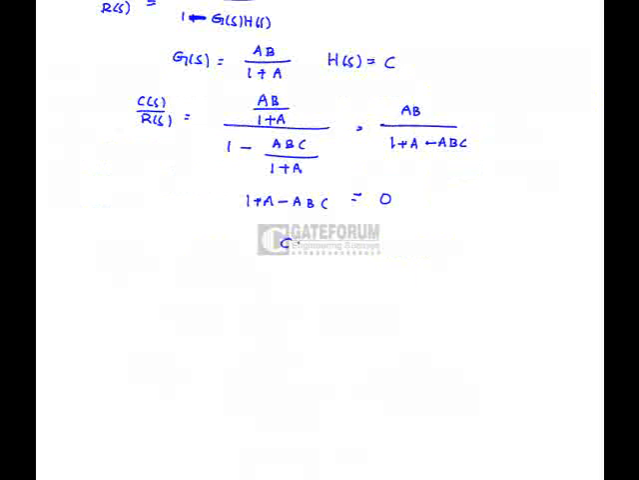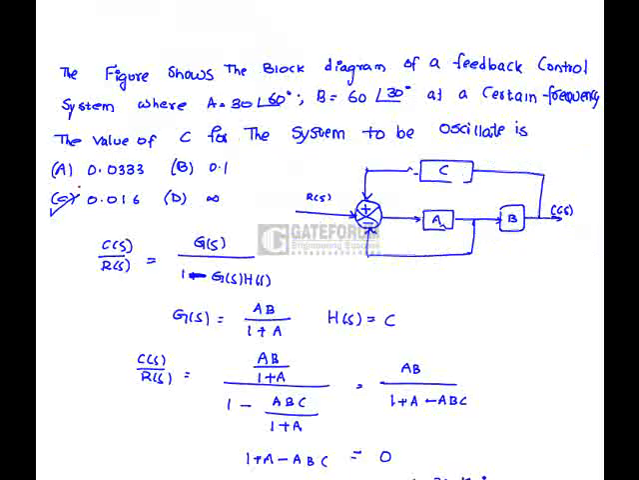That is, C is nothing but 1 plus A by AB, which is equals to 1 plus 30 at an angle of 60 degrees divided by 1800 at an angle of 90 degrees, which leads to 0.0169 at an angle of minus 31.68. So the magnitude of the block C is nothing but 0.016, that is option C is correct.